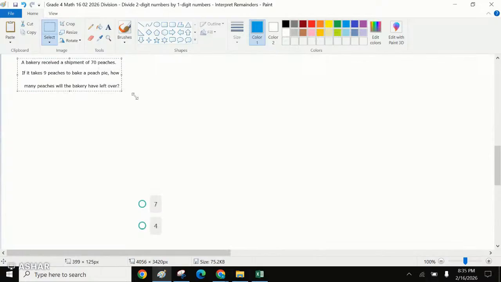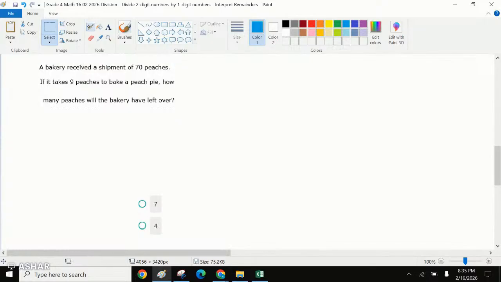A bakery received a shipment of 70 peaches. It takes 9 peaches to bake a peach pie. How many peaches will be left over after baking peach pies? This is our question number 1 from the test. Option A, option B. Let's go the other way around. I'll tell you both ways to do this question, okay? Let me explain question number one, then I'll let you do question number two.